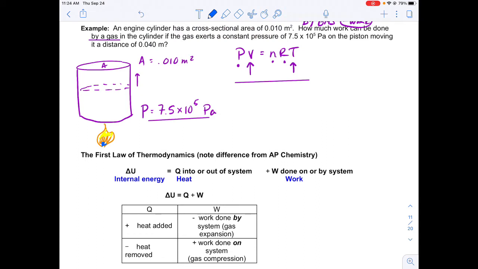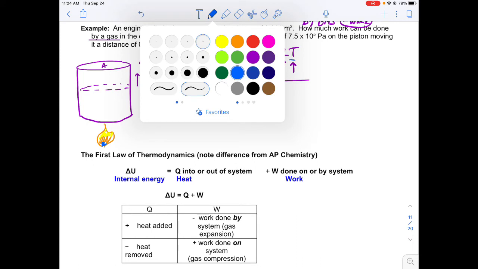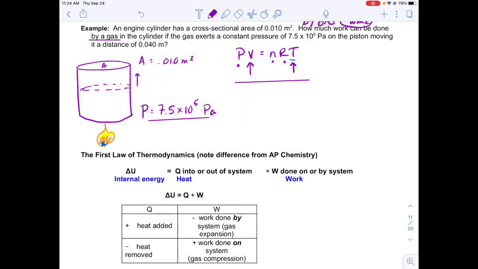I have some kind of heat source that's going to be increasing my temperature. But that's going to allow the gas to do this work. That temperature is going to allow the gas to expand. And when the gas expands, it's going to push up on this cylinder and do work on the cylinder. Okay, so the big question is, how much work is it going to do?